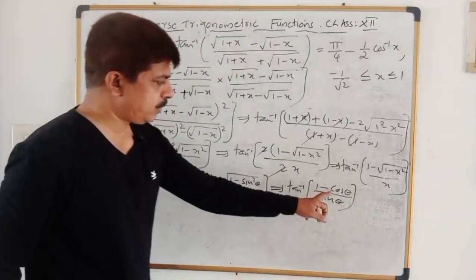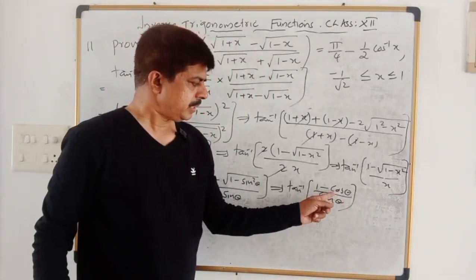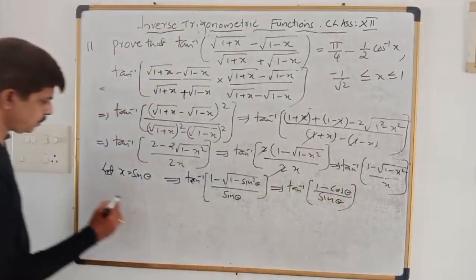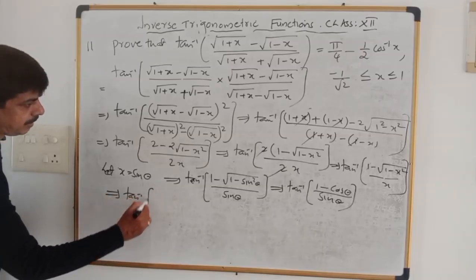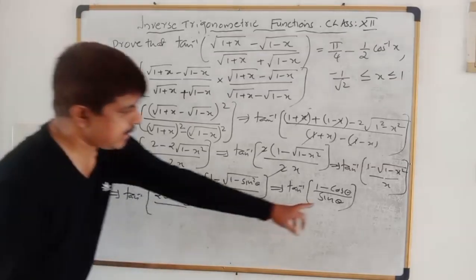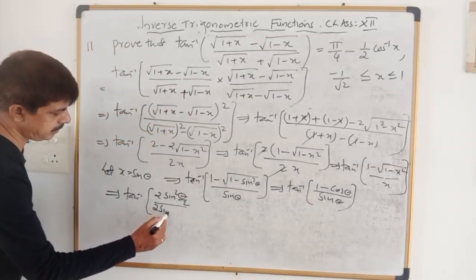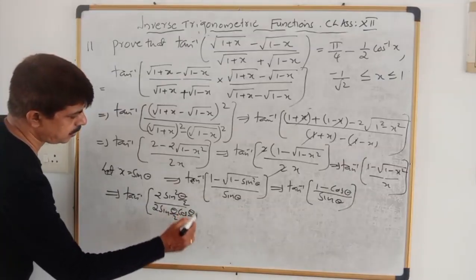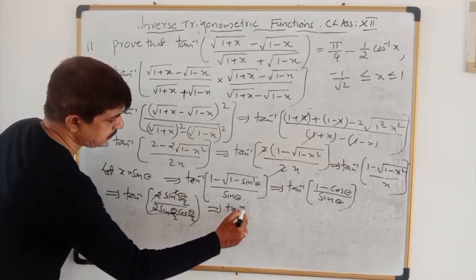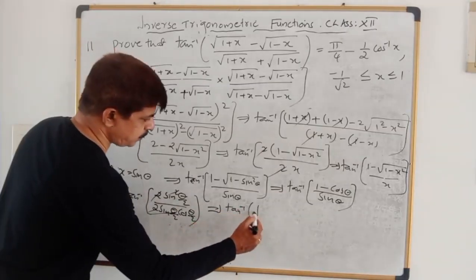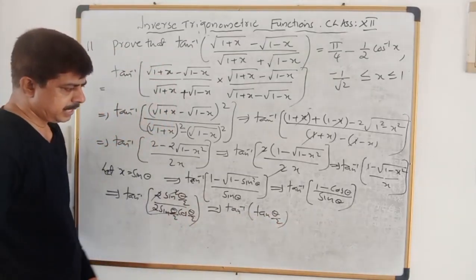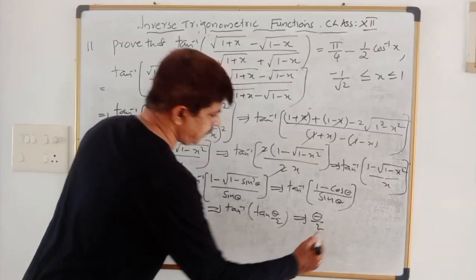Now we know that in the previous question we have done 1 minus cos theta. We have one formula. What is 1 minus cos 2 theta? 2 sin square. So 1 minus cos theta becomes 2 sin square theta by 2, and sin theta becomes 2 sin theta by 2 cos theta by 2. Already we studied this. 2 cut, 1 sin also cut. It becomes tan inverse of sin theta by 2 divided by cos theta by 2, which becomes tan theta by 2. It implies theta by 2.